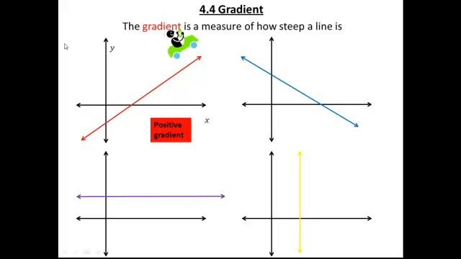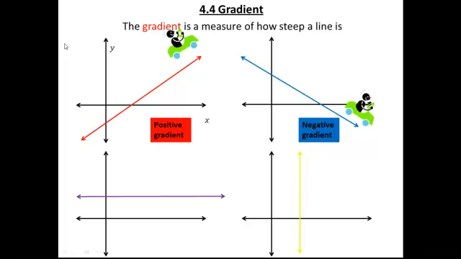Okay, so now look at the blue line, the second one there. That line, if I had my car starting on the left-hand side, if he was driving now, he'd be going down the hill. So if you're going down from left to right, that means we have a negative gradient.